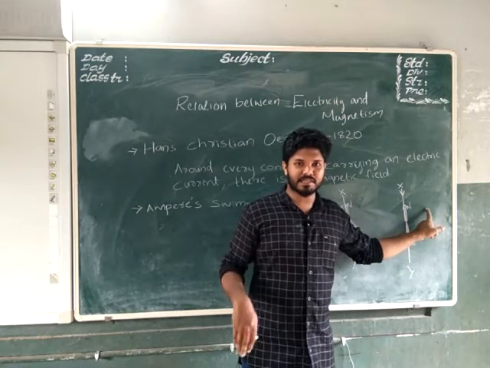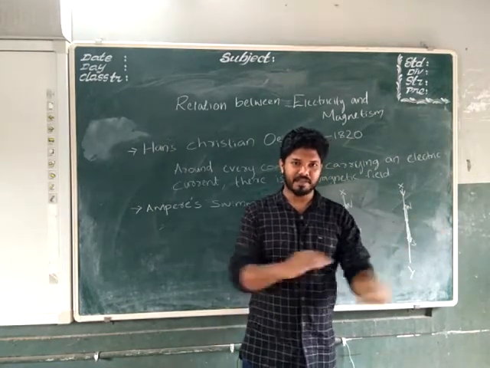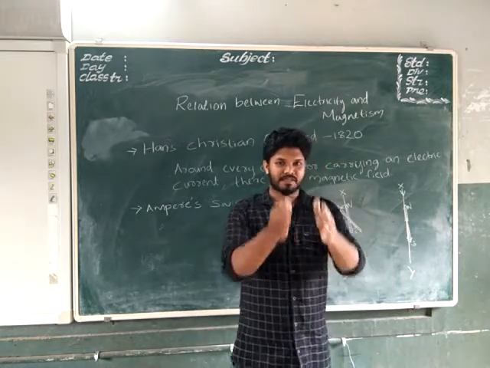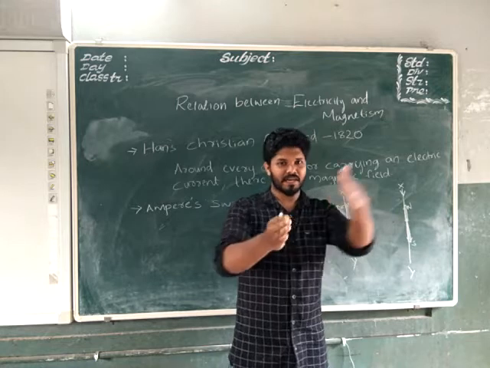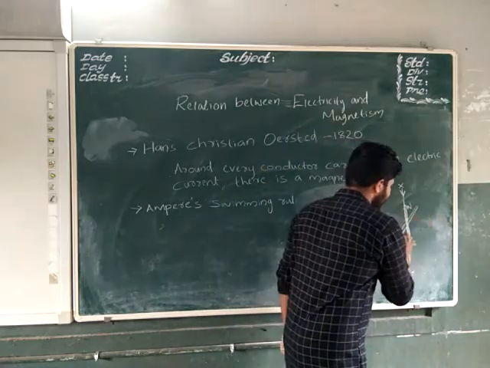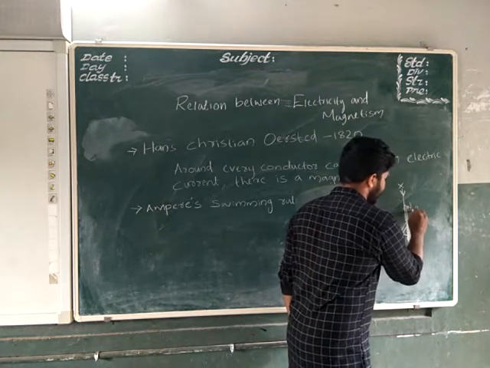Our left hand is in this direction, isn't it? Our left hand, this direction. So we are swimming from x to y. So the north pole will be deflected towards the left side. That is this side. Or the magnetic needle will be oriented like this.